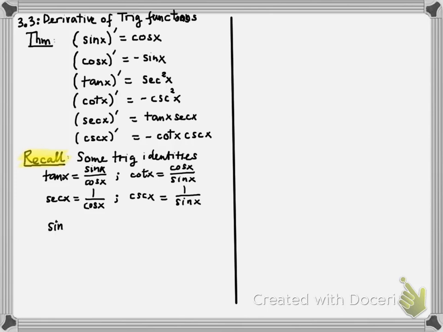And then we have the following identities. Sine squared plus cosine squared equals 1, tangent squared plus 1 equals secant squared, and cotangent squared plus 1 is equal to cosecant squared.